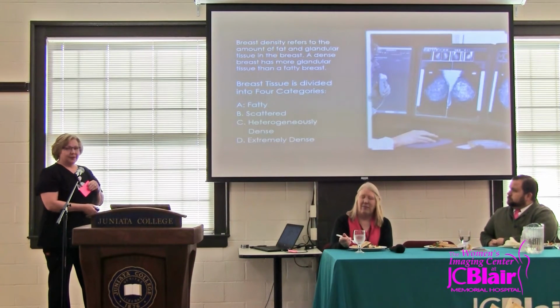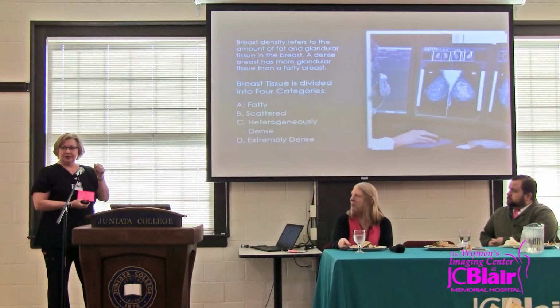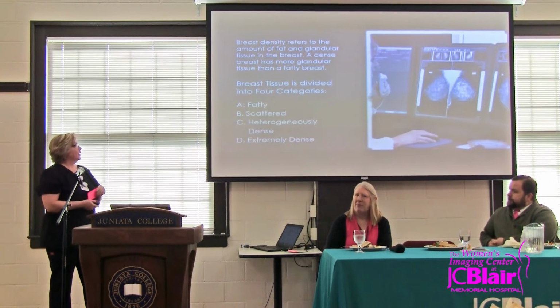We use 3D mammography at JC Blair. That helps the doctor separate all those layers of tissue. It's kind of like fanning through the pages of a book. We're allowing the doctor to look at each page as they go along.